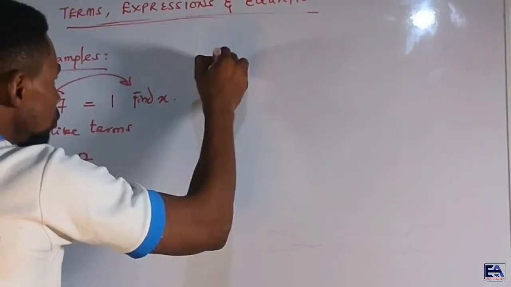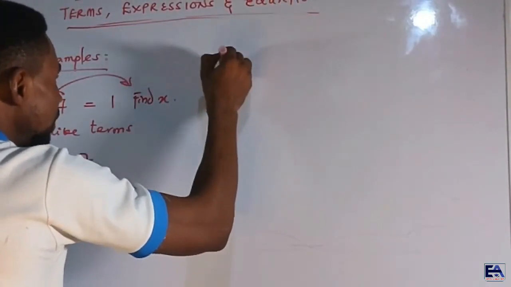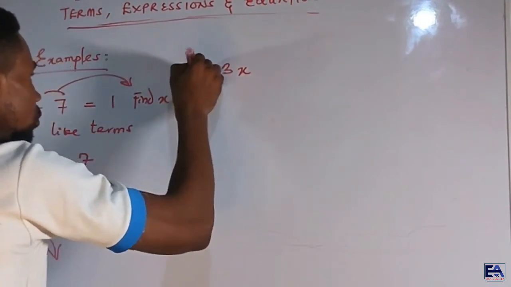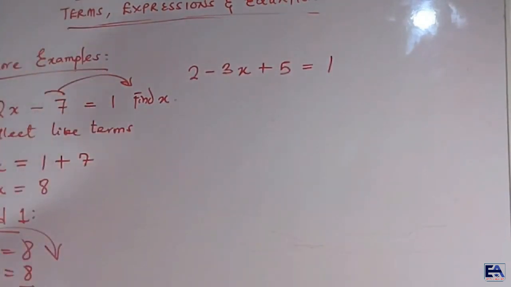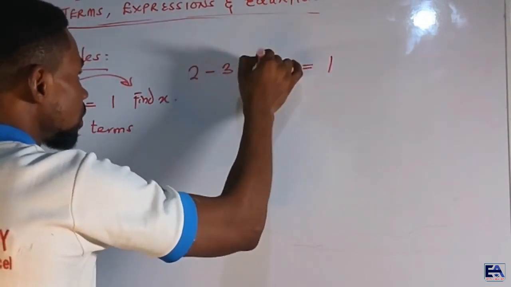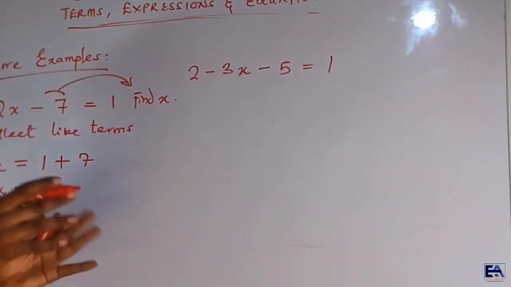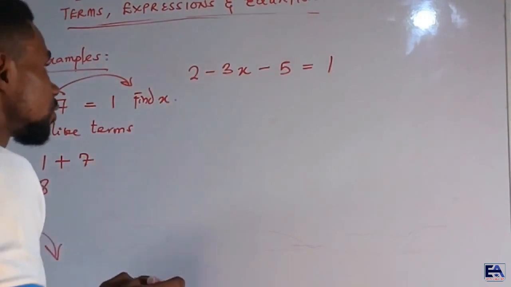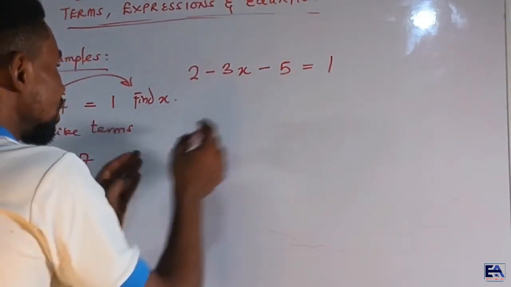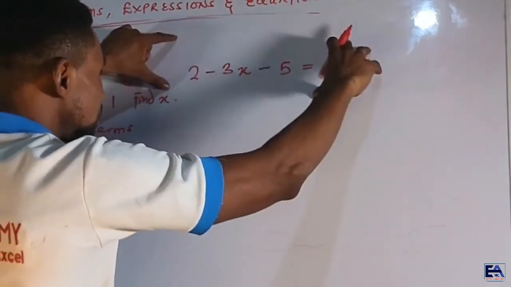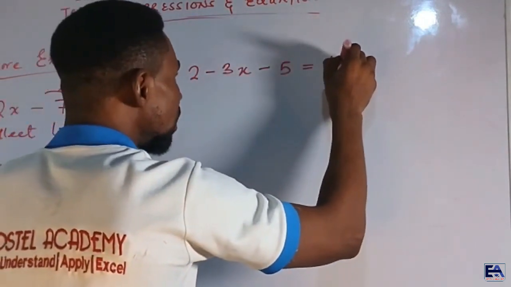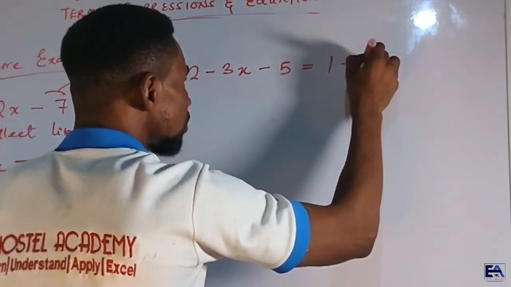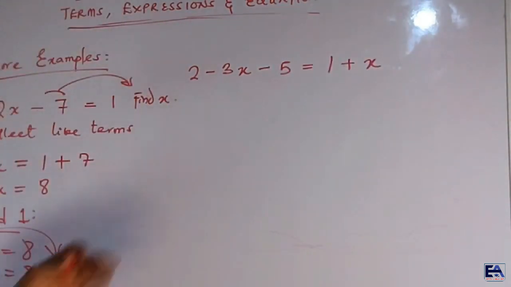If I say something like 2 minus 3x minus 5 is equal to 1, something like this, I just want to show you something. I may decide that in the process of collecting terms, I put these things together first on one side. Let me put something like plus x. Okay, good. Just check this out.